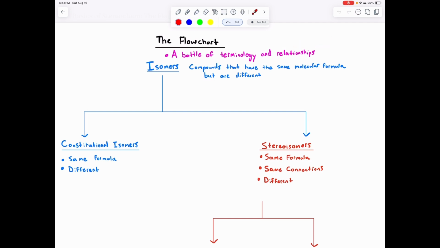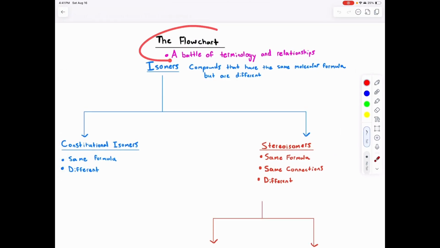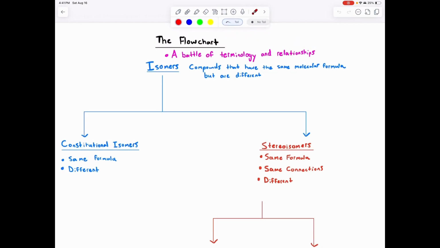So the way that I approach this is off the bat, before you even start anything stereochem related, I want to introduce to you what I call the flowchart. The flowchart is incredibly important. This is going to be your system of how you keep all the terminology straight. So we are going to give you a shortened version of it today, and we are going to expand on it in later videos in massive, massive detail.